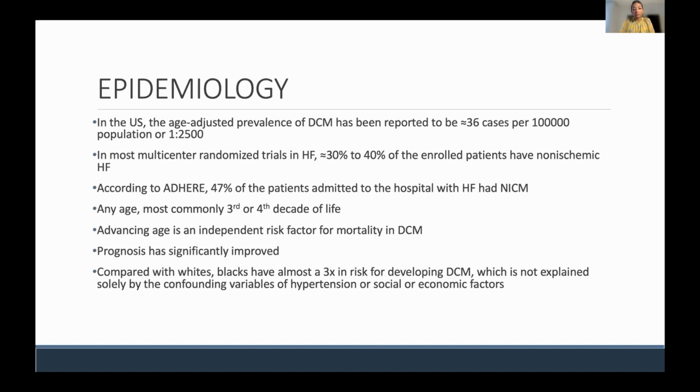Compared with white patients, Blacks have an almost 3 times risk in developing cardiomyopathy, which is not just explained by confounding variables of hypertension or social or economic factors. Blacks and minorities also have worse prognosis, which again is not just explained by social or economic factors, but those two play a big role in the disparity.